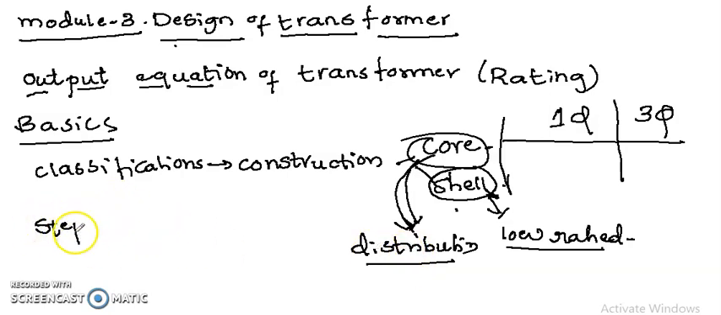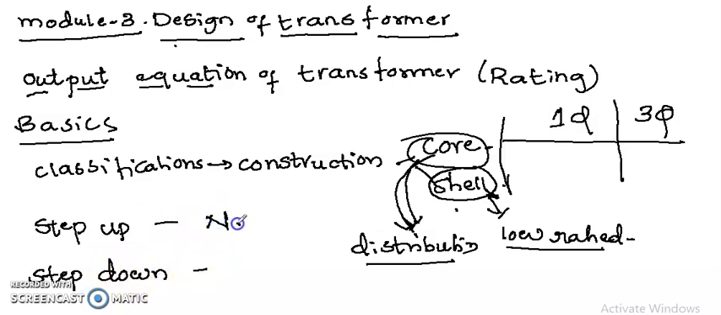Next, again we can classify like this: step up transformer and step down transformer, based on the working. Whenever the output is greater than the input, we can say step up transformer, so Vs is greater than Vp. If step down, Vs will be less than Vp. Based on the output, we can classify step up and step down transformers.